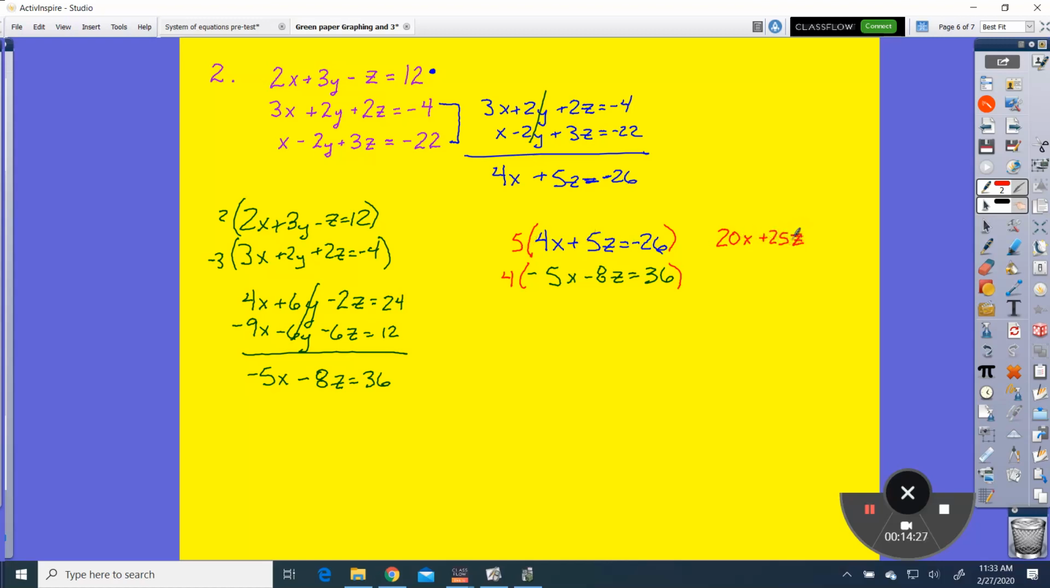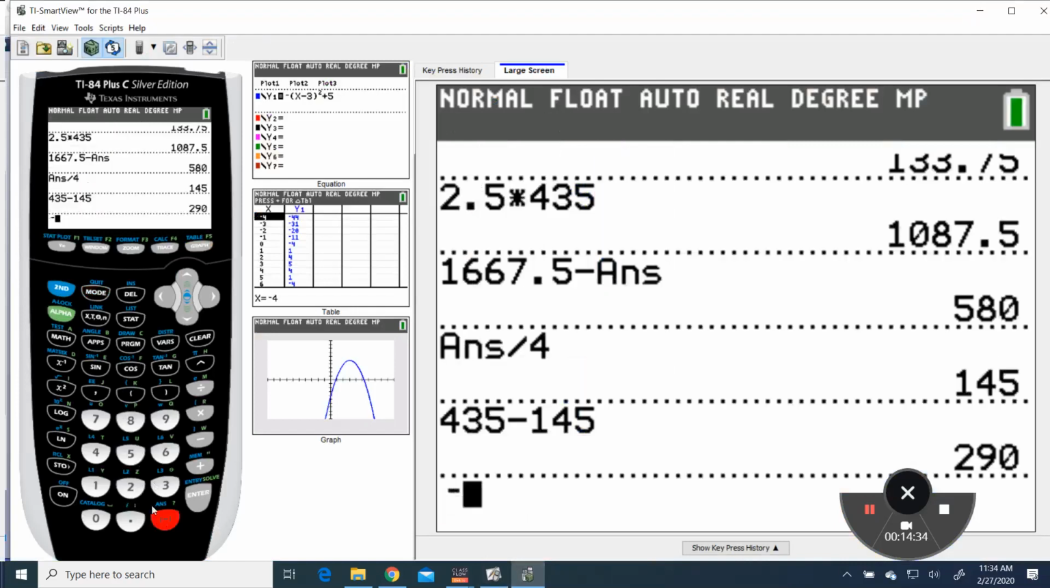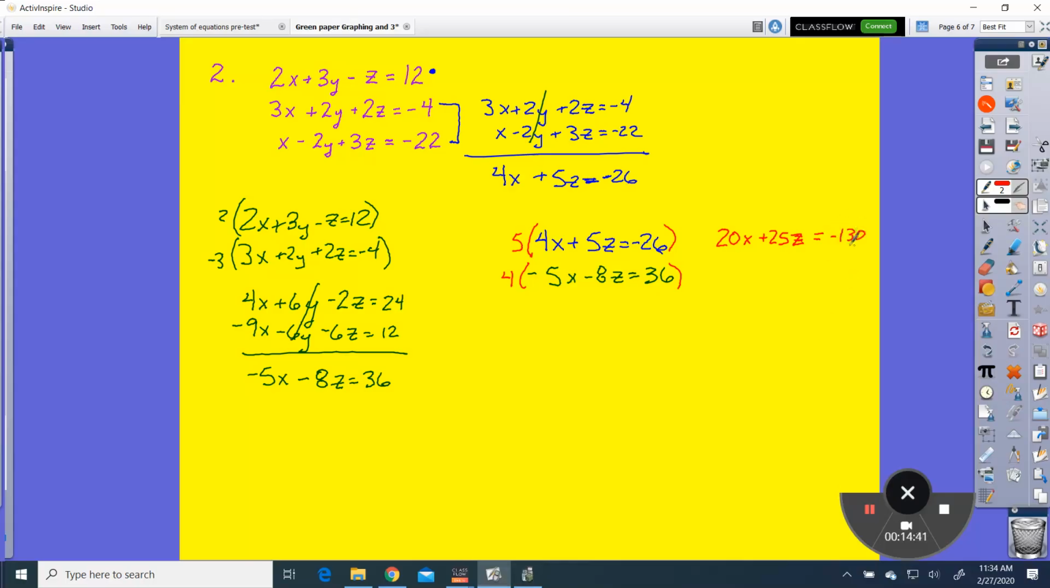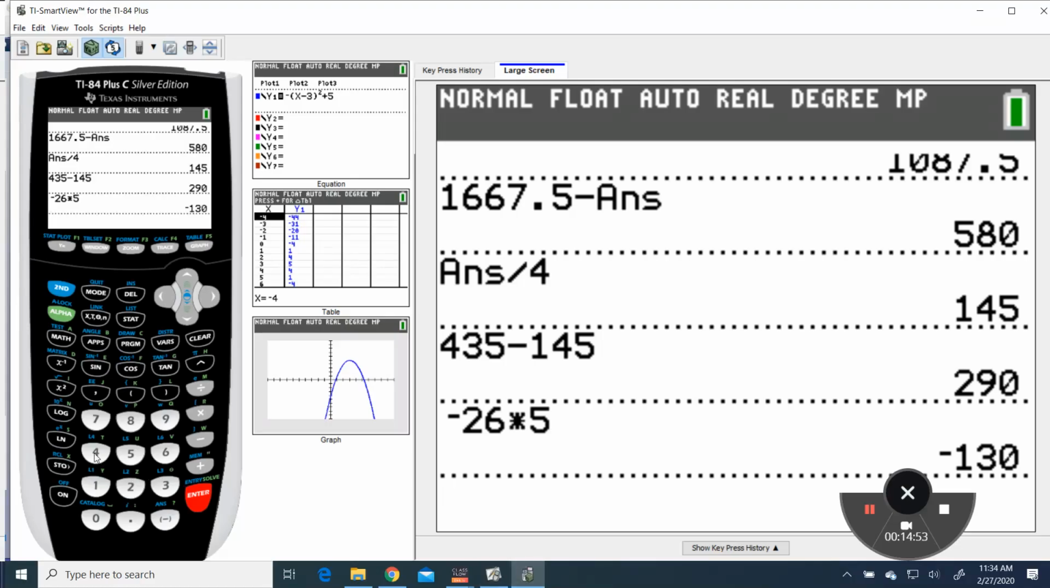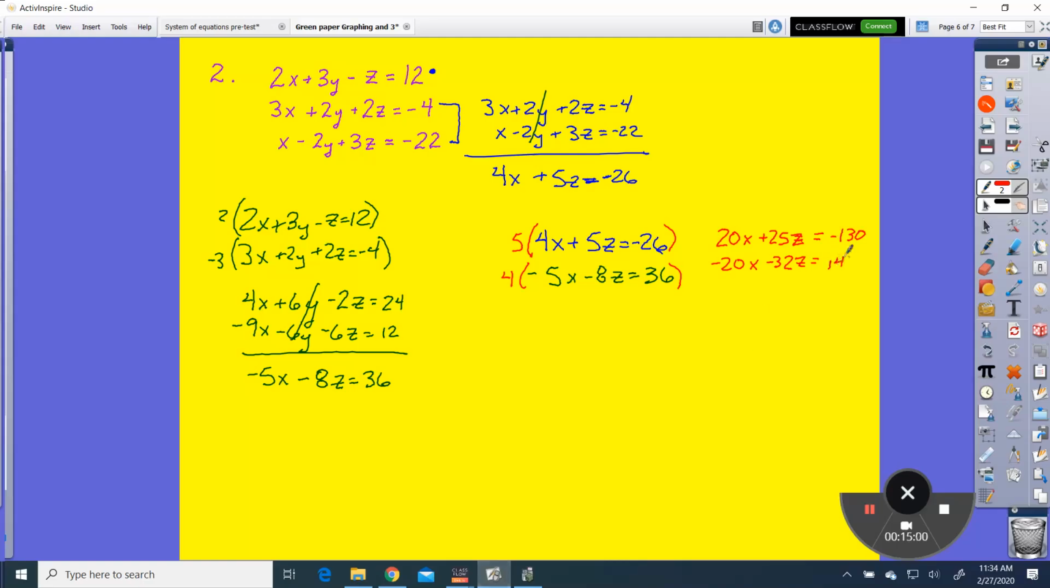z. And negative 26 times 5 is negative 130. Now on the bottom, 4 times negative 5 is negative 20. 4 times negative 8 is negative 32z. And 4 times 36 is 144.